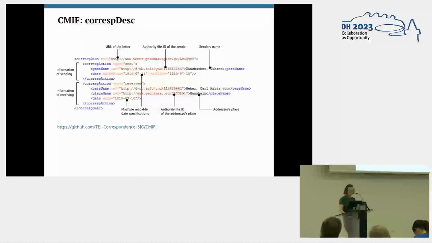Here's a small impression of what the TEI XML based CMIF looks like. I won't go into great detail, but noteworthy again here would be the authority file IDs for people, places, occupations, and the machine readable dates. The IDs from the authority files are important for two reasons. The first would be to allow for linking across projects, but also we use IDs for our search rather than, for example, strings. And by the way, the CMIF was developed by the TEI Correspondence Special Interest Group. If you want to find out more about that, they have all the information on their GitHub repository.